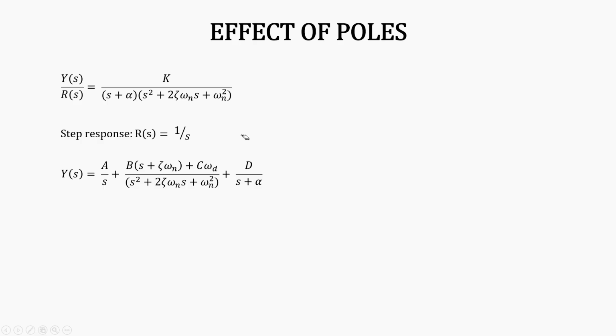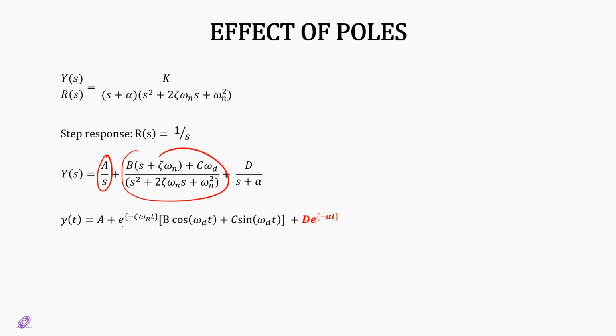Then we do a partial fraction, we get something like this, and then we take the Laplace inverse of that, and the Laplace inverse would come out to be something of this form. A by s will become A, this part will have some e to the power of minus zeta omega t and this term. So, this is almost similar to the standard case. The additional thing that is coming is the effect of alpha. So, D e to the power of minus alpha t you will get.